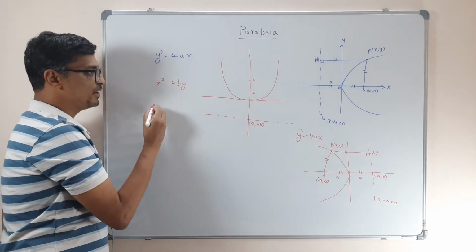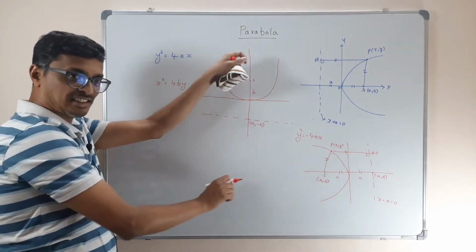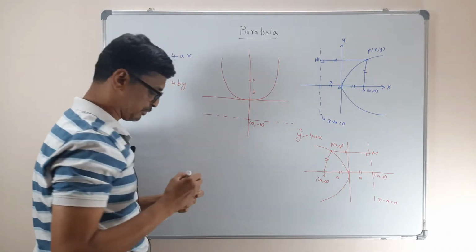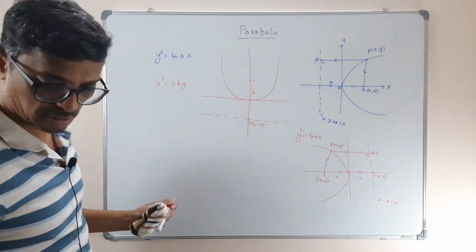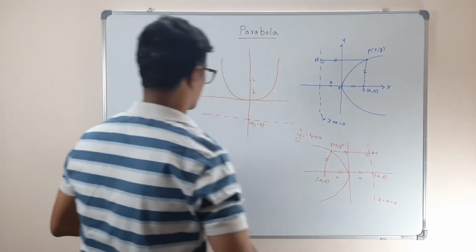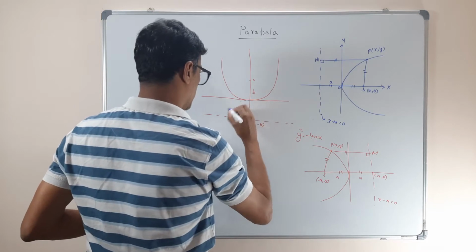So then this will be x square, exactly reversed. Then it is something like this. I'm going to draw it in a different color so it will be easier for you. So now this is a parabola.